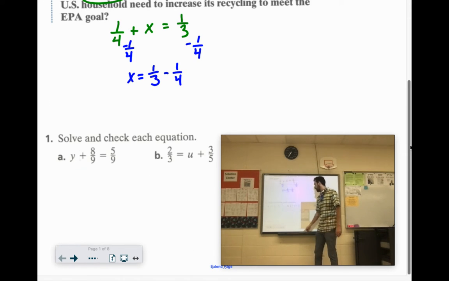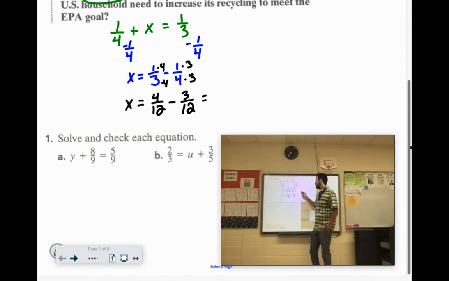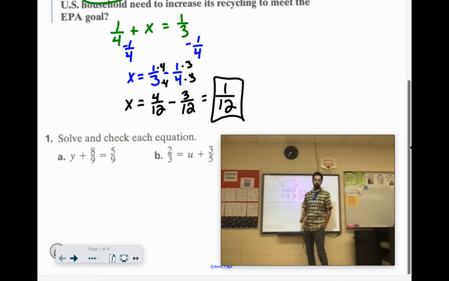Now, when you're subtracting fractions, you have to have the same denominator. So 3 and 4 go into 12. So 1/3, we'd have to multiply by 4, so it'd be 4/12. 1/4, we'd have to multiply by 3 in the numerator and denominator, so minus 3/12. And 4/12 minus 3/12 would just leave you with 1/12. So we need to increase our solid waste recycling by 1/12.